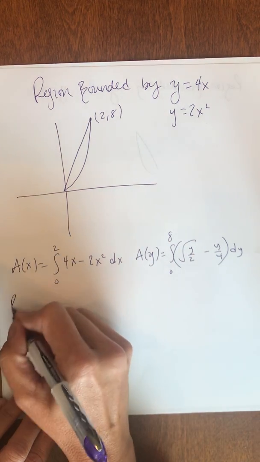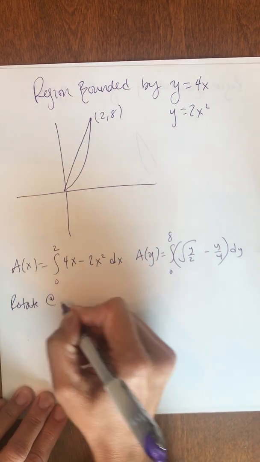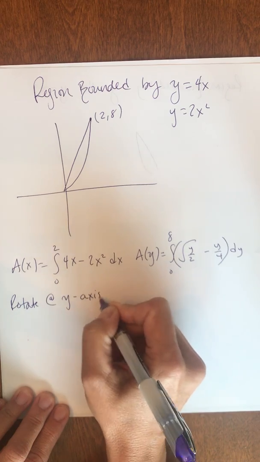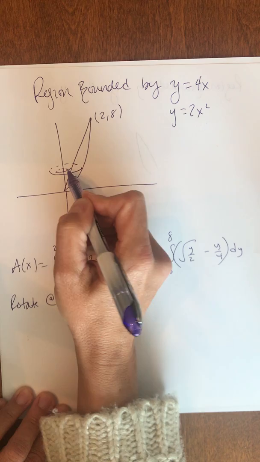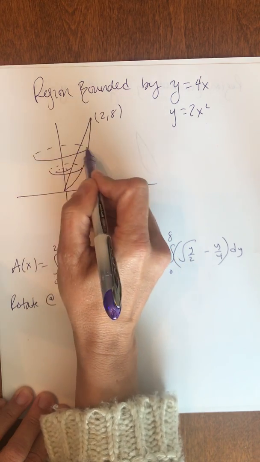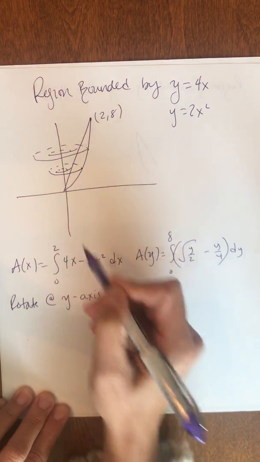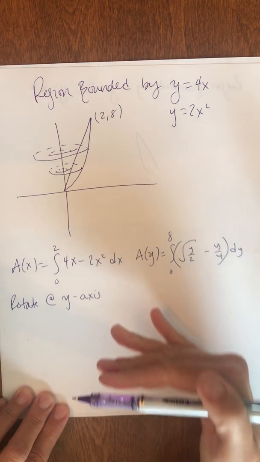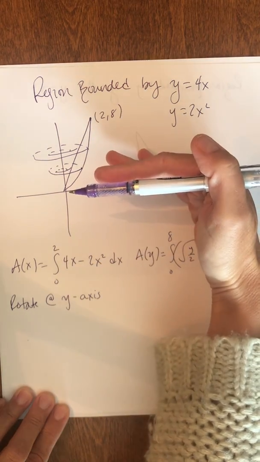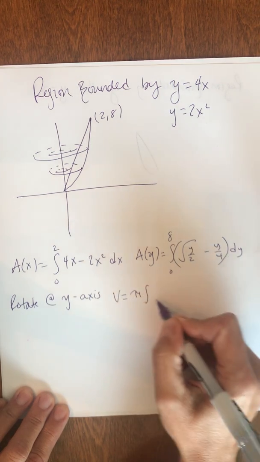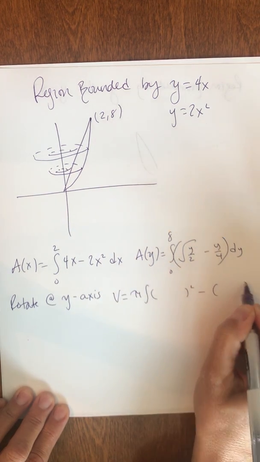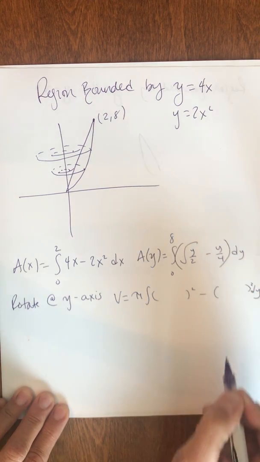If I want to rotate around the y-axis, this is going to make like a tulip. It's going to be round on the outside and flat on the inside. You can see that I'm stacking my cross sections in the y direction, and they're hollow. So my volume is going to be pi r squared minus pi r squared.